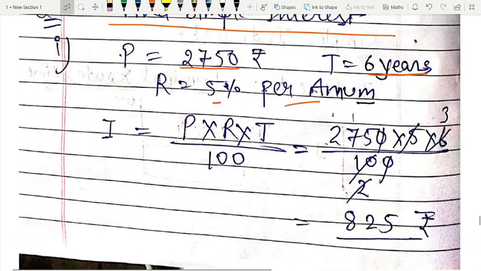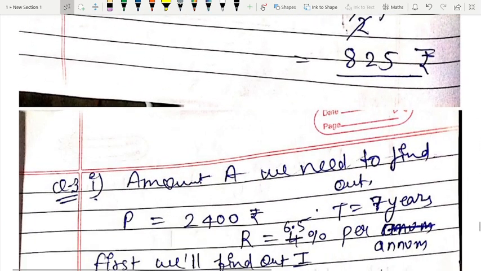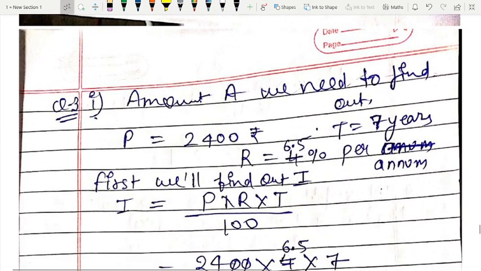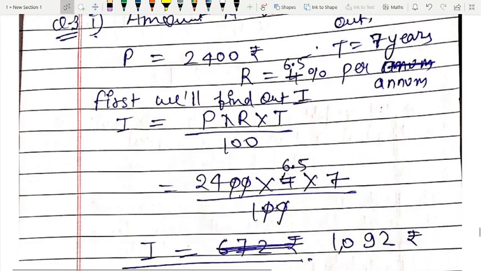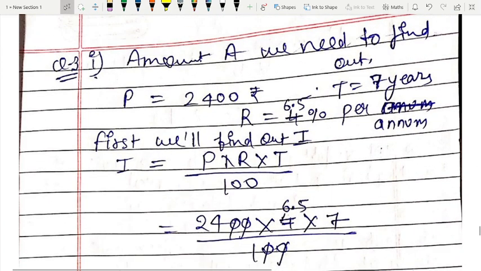Since the time is less, you can pause the video and note down in your notebook. Just complete this work in your notebook as well, and do the homework in your notebook too. Now question number 3, first part, where we need to find the amount A. See in your book, principal is given 2,400, time is given 7 years, R is given 6.5%.